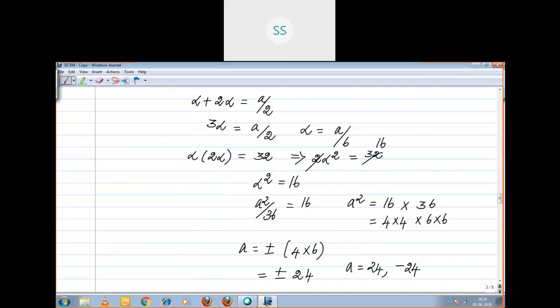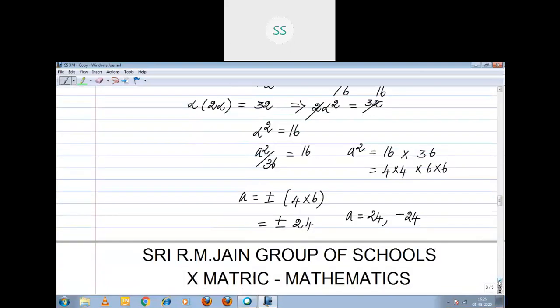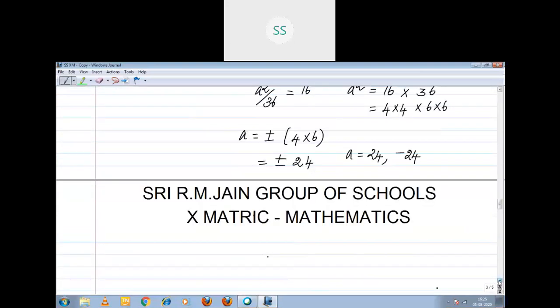You got it? Did you understand this? They said one root is twice the other, so beta can be replaced by 2 alpha. Now I'm going to move to the last question of this exercise. Question number 6.